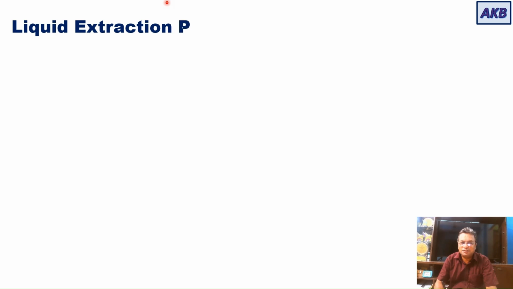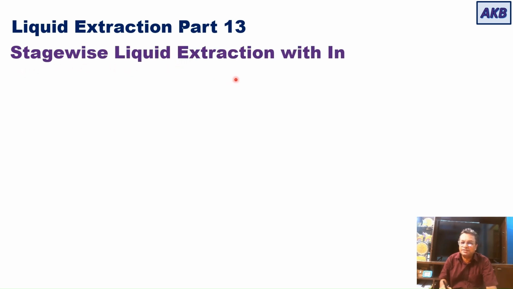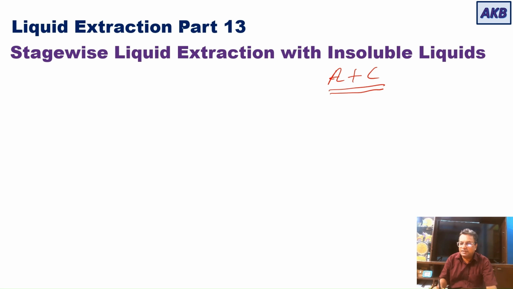In this 13th part of my discussion on liquid extraction, today I'll be talking about stage-wise liquid extraction with insoluble liquids. In this case, you have the feed solution containing A and C, and the extracting solvent is B. By insoluble liquids, I mean we are going to discuss a case where A and B are insoluble.